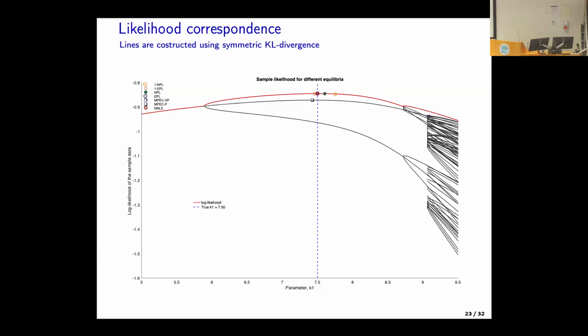So this is a one-step NPL, and then this is NPL. This is going fairly well, but still a little bit off. And then, oh my God, what do you have down here? This is MPEC, so it did find actually the maximum of an equilibrium-specific likelihood. So what I get back from my optimizer, oh, this looks fine.